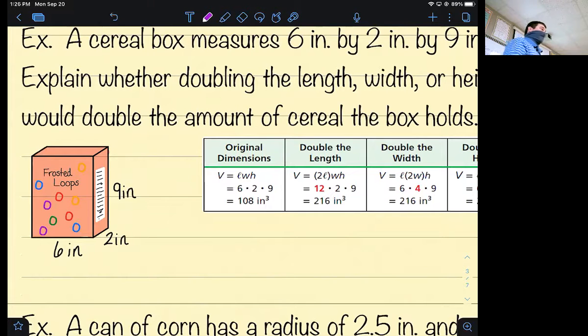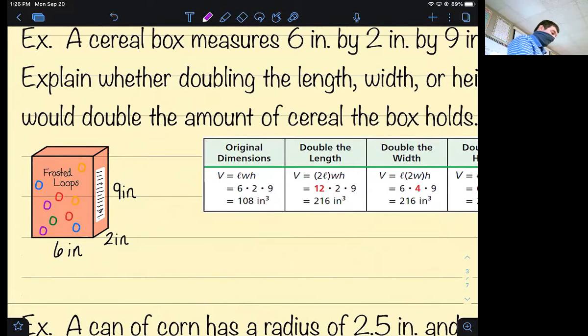If I double the width, well, that's going to take this from 2 to 4. Is that going to double the volume of the original box? Yeah. In fact, it's like buying one of those special ones you buy at Sam's Club or something where they come in a package like that. It's just doubling the width there.